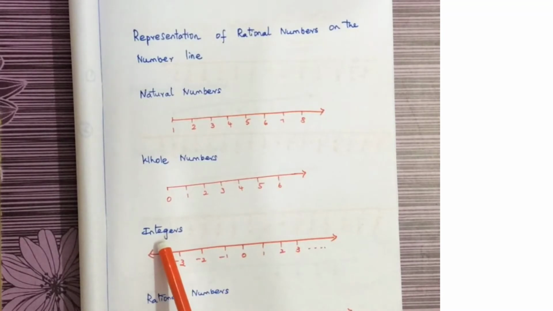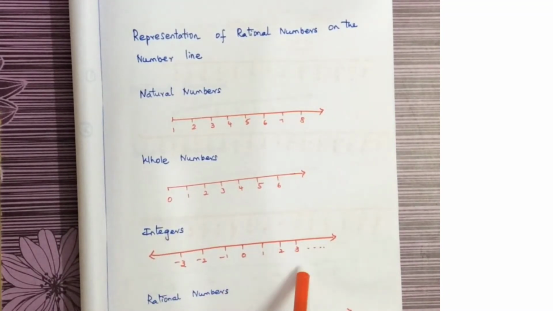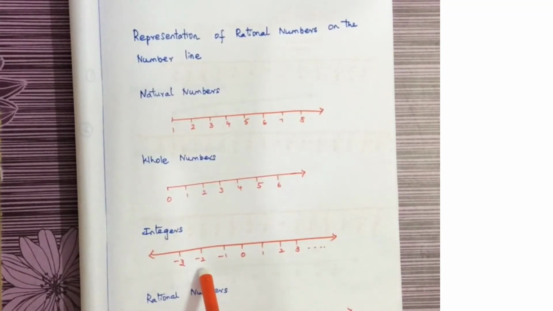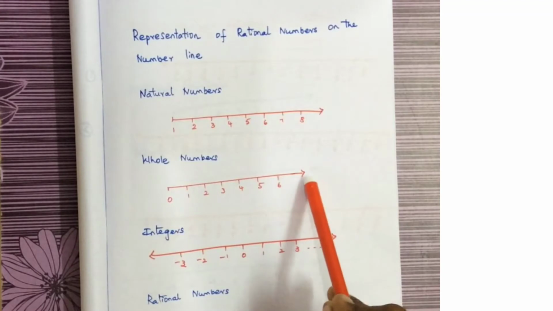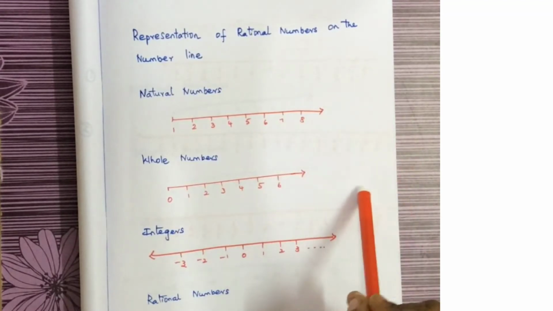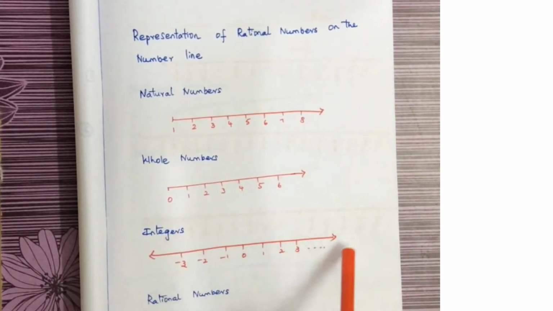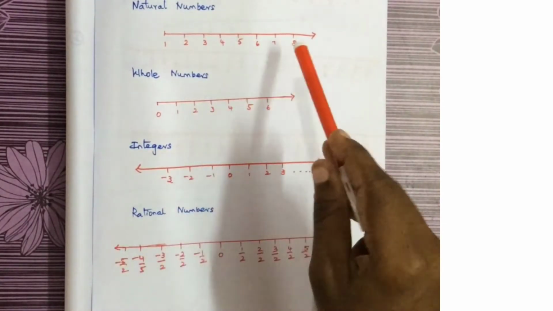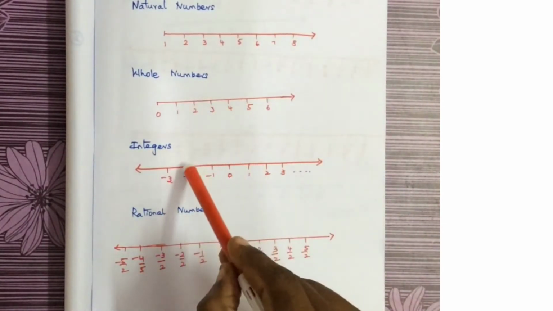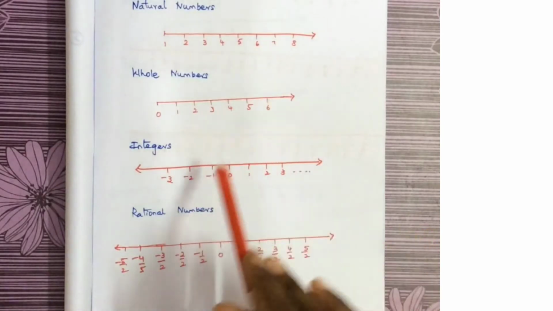So, integers. Here it is 0, here it is positive and here it is negative. Here you can see the arrow mark on the right hand side for natural and whole numbers, and it will go on proceeding, but for integers the arrow mark is on both sides. It means it will go indefinitely on both sides. So this is how we represent natural numbers, whole numbers and integers on a number line.